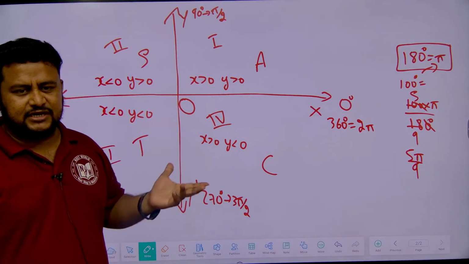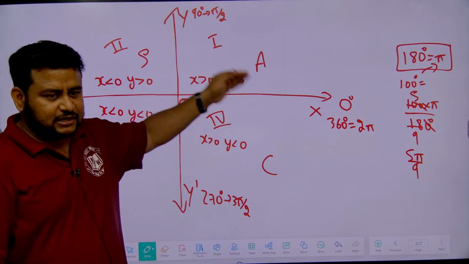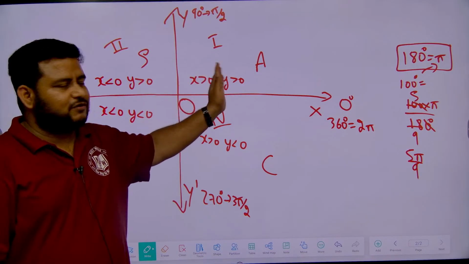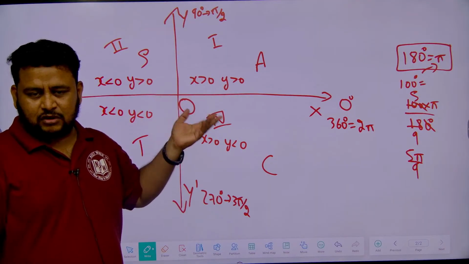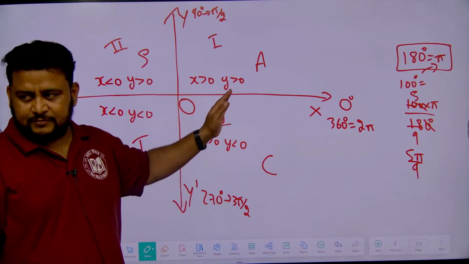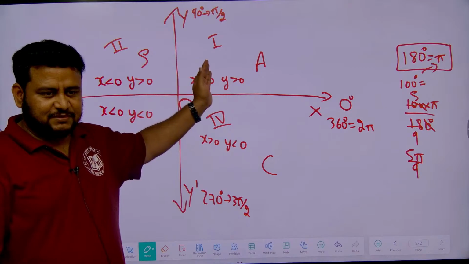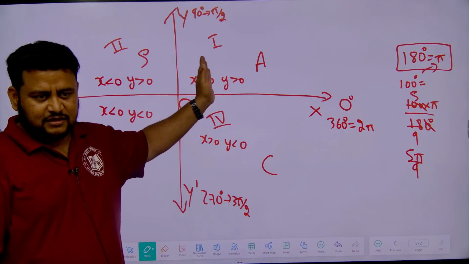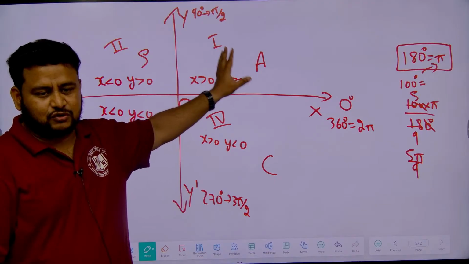If the theta value is given as anything between 0 to 90 degrees, including 0 and 90, the value will be positive. That is sin 0, sin 30, cos 0, cos 30, tan 0, anything. All those values will be positive, because it is in the first quadrant. So all the trigonometric ratios will be positive in the first quadrant.